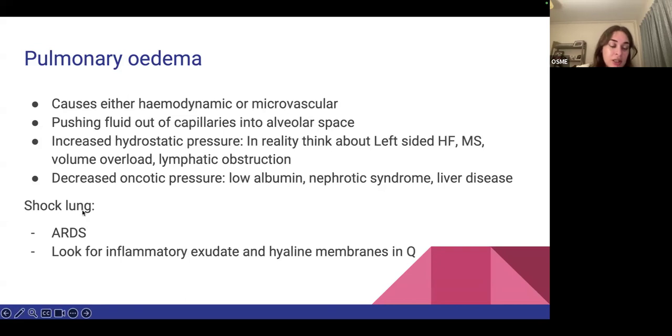Shock lung is a phrase that they like using in lab med, and this is to do with acute respiratory distress syndrome, so ARDS. And the question will mention something along the lines of inflammatory exudate and hyaline membranes. This was very common in COVID times. So patients caught COVID, they then went into ARDS, and they often were really unwell, admitted to ITU, and it was because they had pulmonary edema, they weren't able to kick this off, and they died. And the autopsy would often show inflammatory exudate and hyaline membranes.